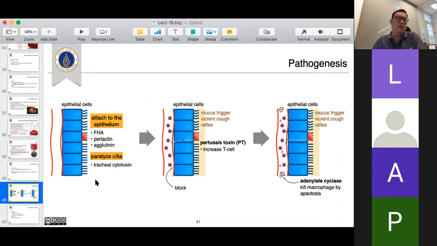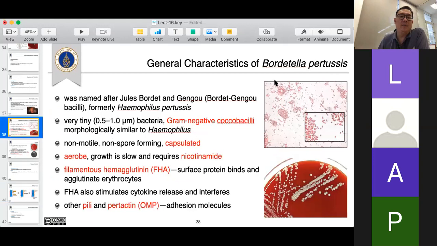So let's go to the pathogenesis of the disease. Pathogenesis of this disease starts from attachment. This bacteria infects the throat. Bordetella pertussis causes the disease called pertussis. In Thai we call โรคไอกรนนะ. This disease has a main symptom of coughing. This is serious for young children.